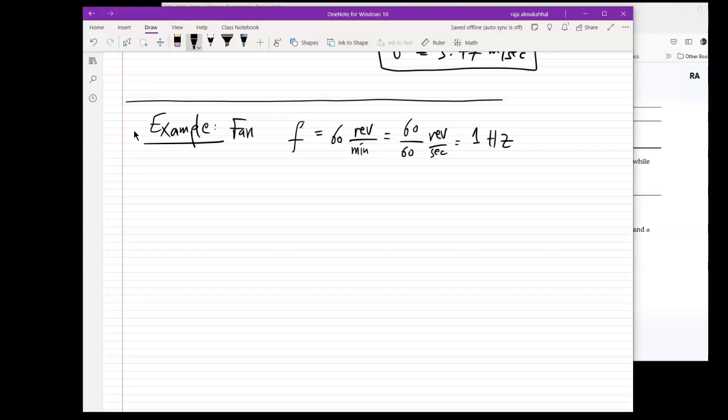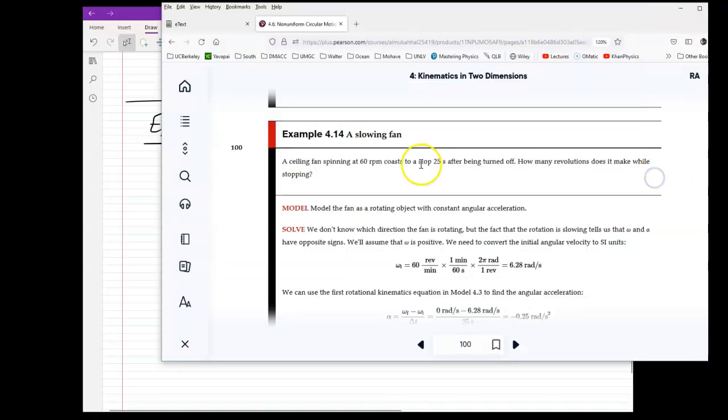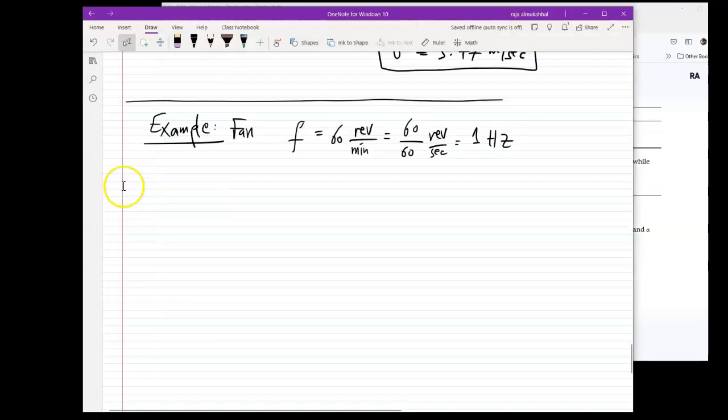This is what's given to us. What else is given to us? It stops after 25 seconds after being turned off. So the time here is 25 seconds. And he said, how many revolutions?